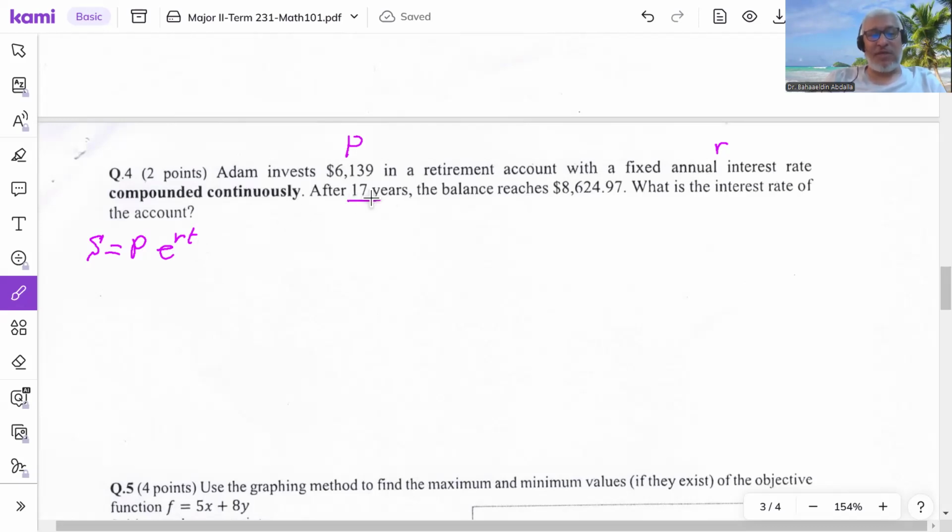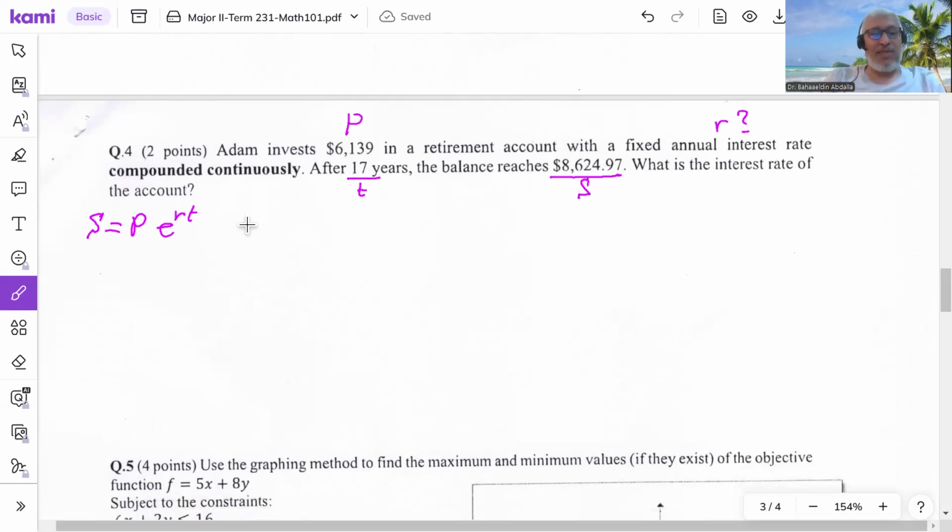After 17 years, so this is T, the time in years, the balance reaches this amount. So this amount is the future value, S. What is the interest rate? So he is asking about R, the interest rate. So S is 8624.97. P is 6139 times e to the power R times T. So R times 17, I'm going to write it 17R. R times 17 or 17R, that's the same.